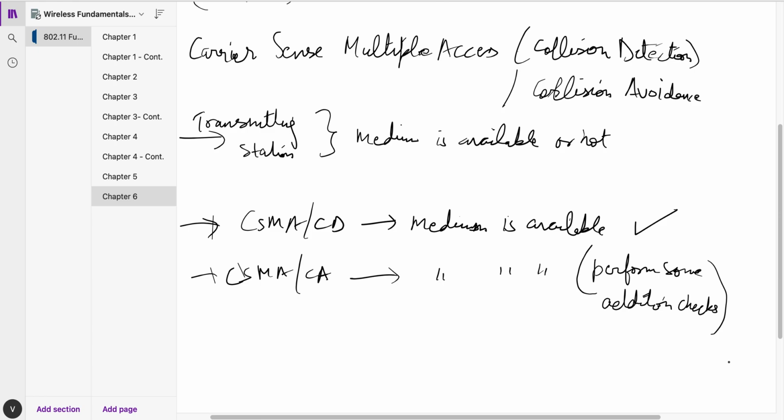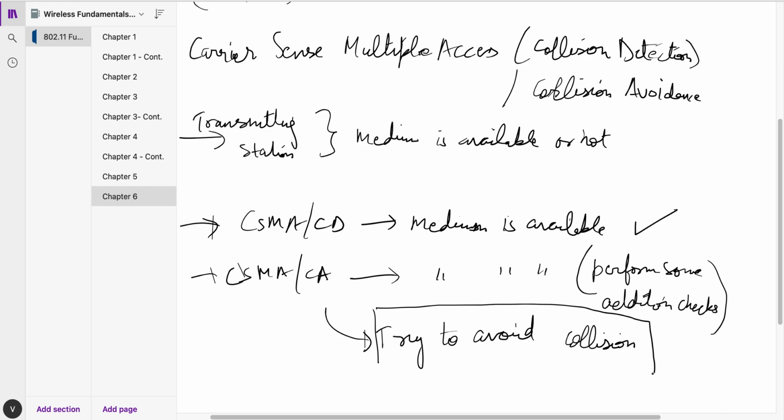Since it is half duplex, it cannot send and receive at the same time. So it has to follow CSMA/CA to try to avoid collision. It is not a 100% guarantee that the collisions will be avoided, but we try our best to avoid collisions in the Wi-Fi world. Still collisions happen, but we perform certain checks which prevent the collisions as much as possible.